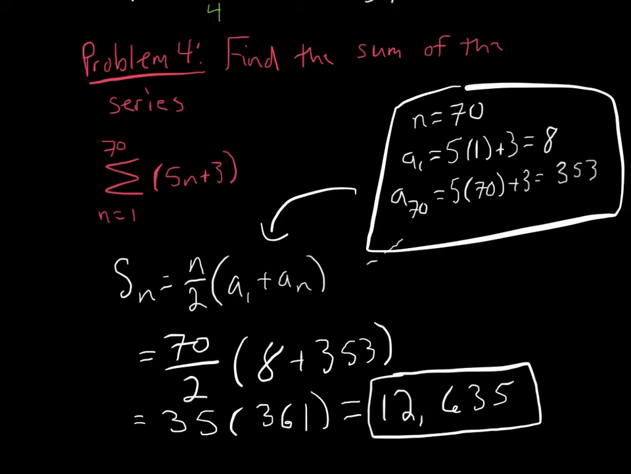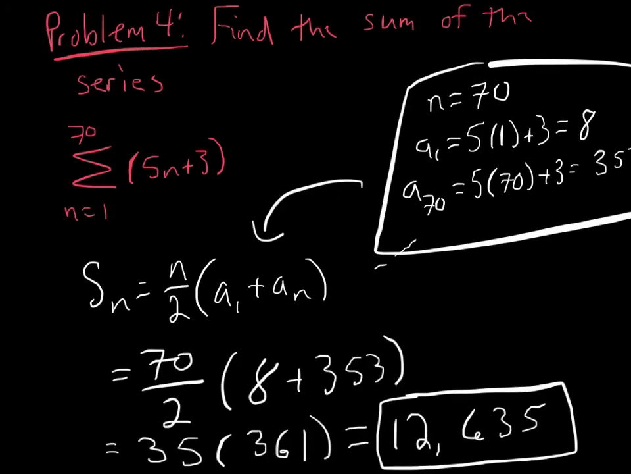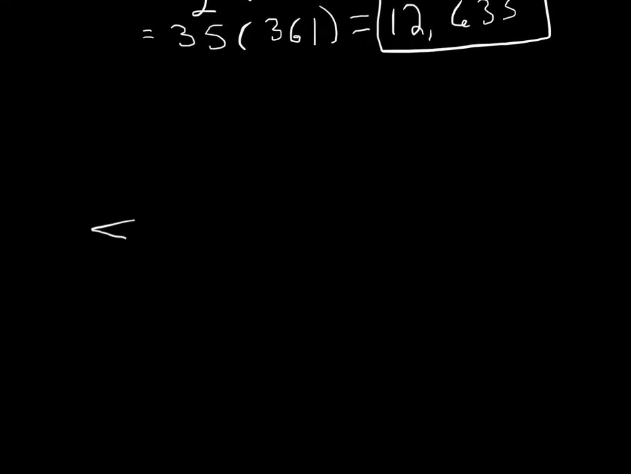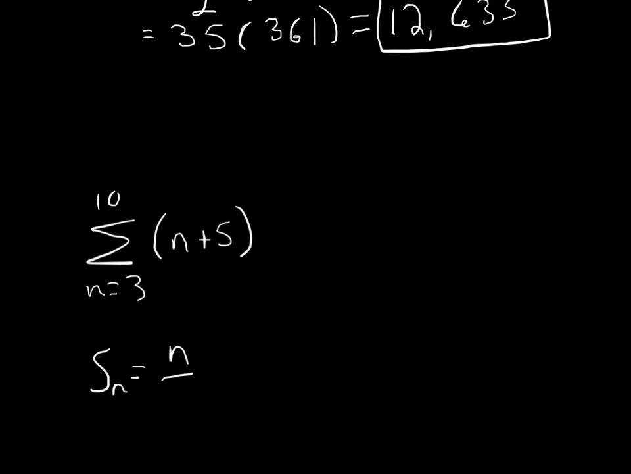Now let's try one problem where the lower limit does not start off at 1. So let's go from n is equal to 3 all the way to 10, and let's say we have the explicit formula of n plus 5. That's a fairly simple, easy problem to deal with. Again, to find the sum, we would need n, the number of terms, the first term and the last term.